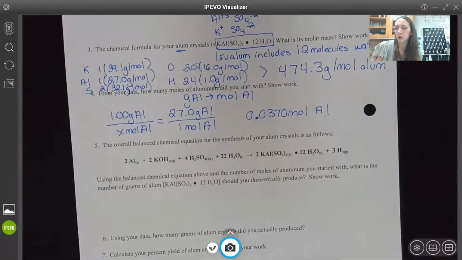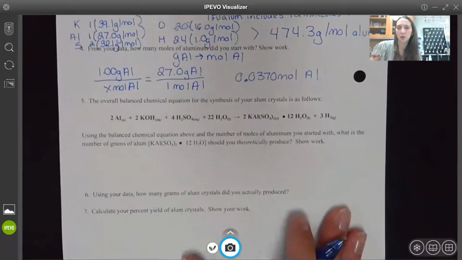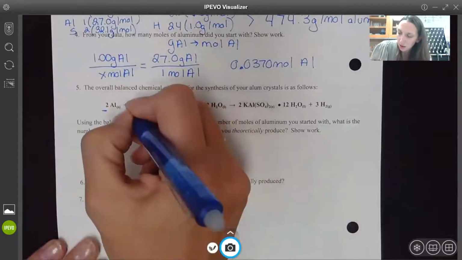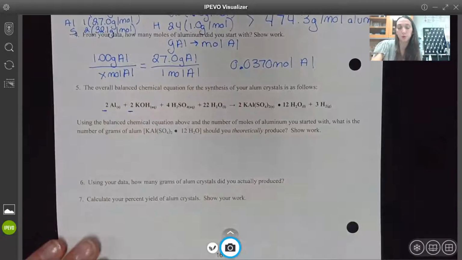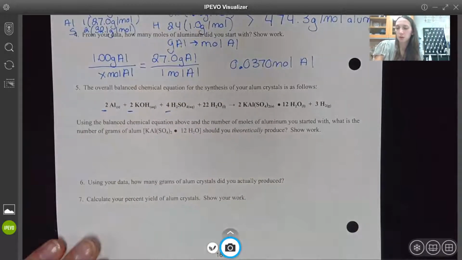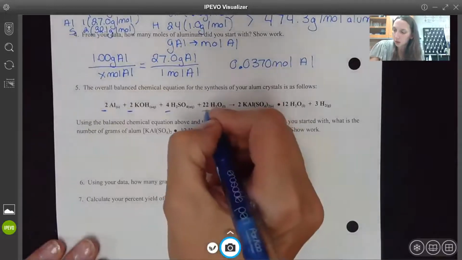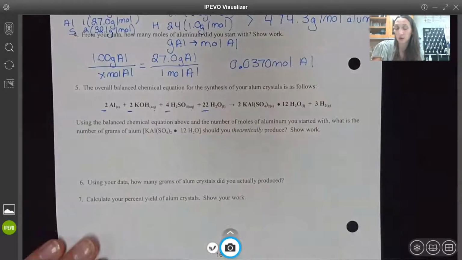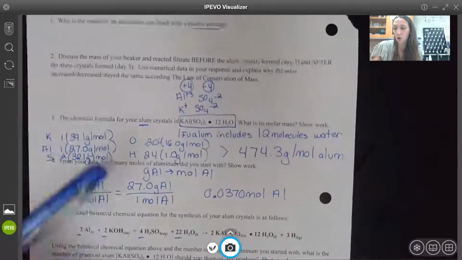All right, next question. The overall balanced chemical equation for the synthesis, or the making, of alum crystals is as follows. For every 2 moles of alum, I needed 2 moles of potassium hydroxide. That was done in the video for you. You also needed 4 moles of sulfuric acid. That was done in the fume hood during class. The water, 22 moles, was incorporated in the solutions, as talked about in problem number 2 above.